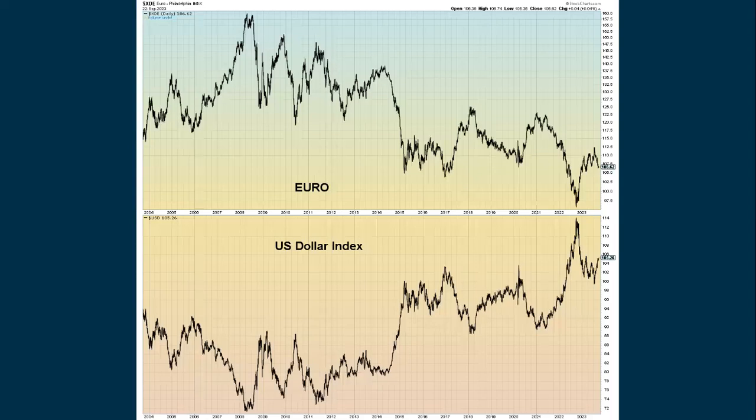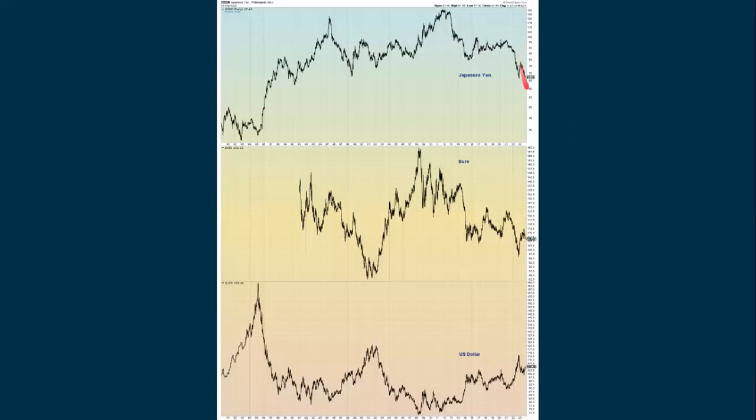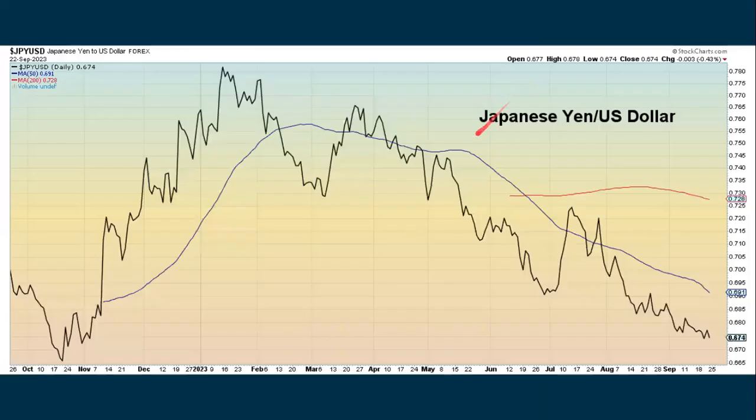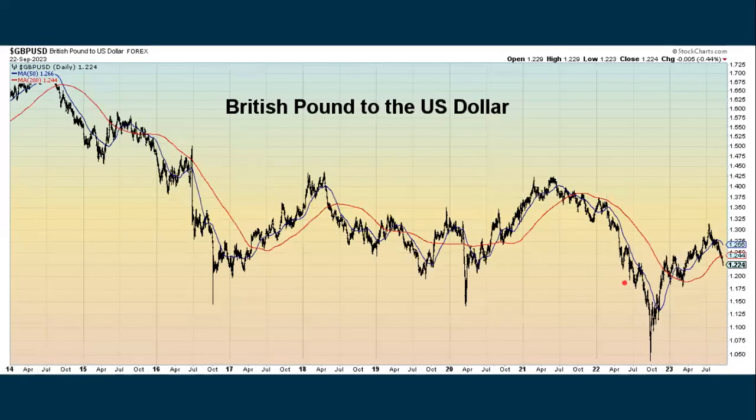We look at it compared to other currencies throughout the world where the euro has been solid against the dollar. Now we're seeing the euro show some weakness. We also see the Japanese yen, which has been declining when compared to the dollar. Here's a standalone chart showing how the Japanese yen is underperforming the dollar. And the British pound is still in an uptrend, but we're seeing a lot of weakness right now as the dollar's been showing some strength.